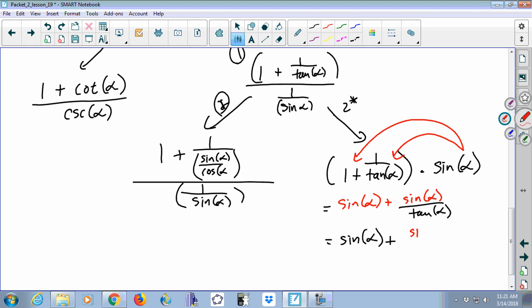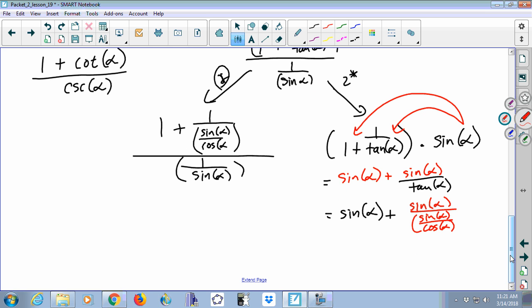Now you want to change tangent and rewrite tangent in terms of sine and cosine. So tangent is sine alpha divided by cosine alpha. We're almost there.